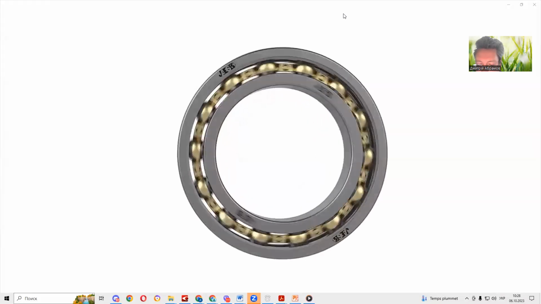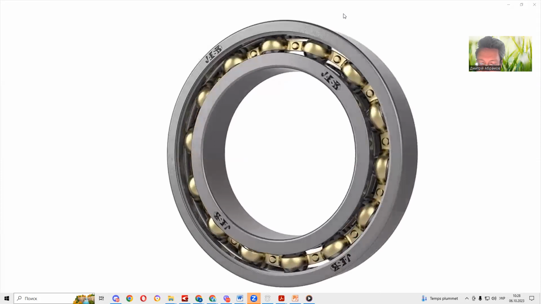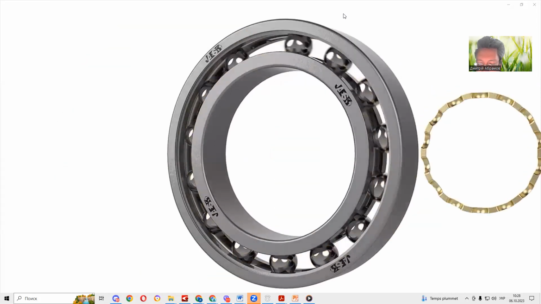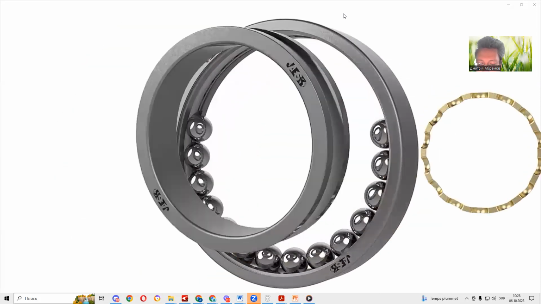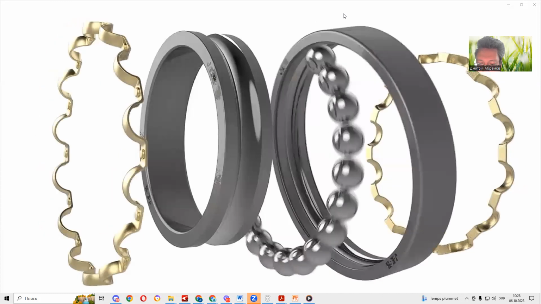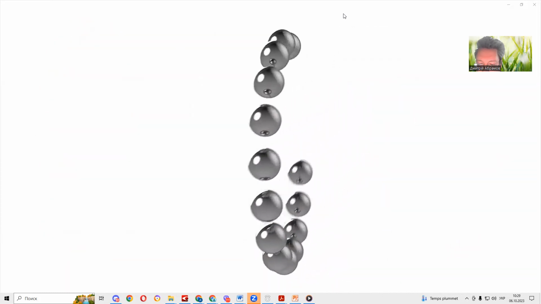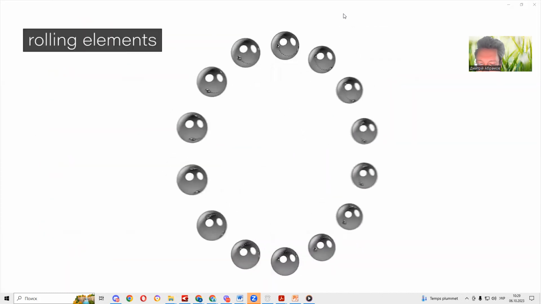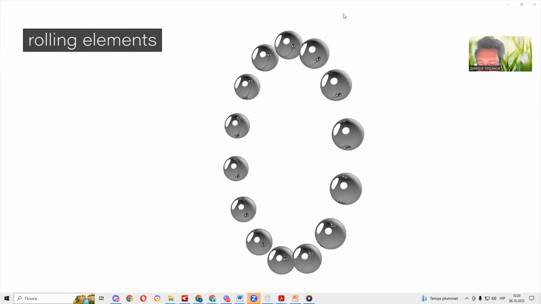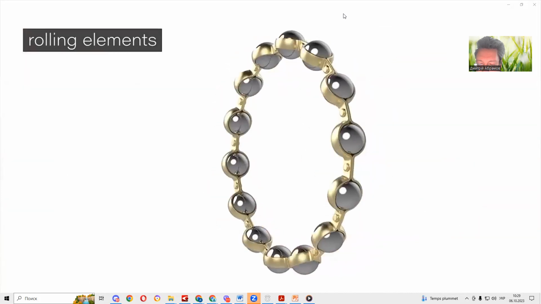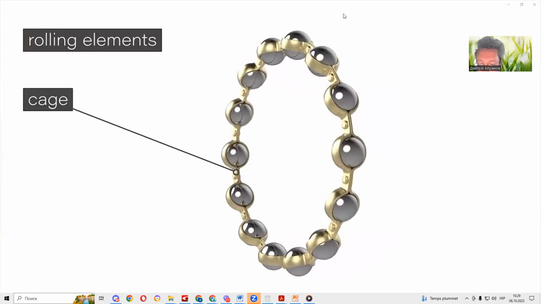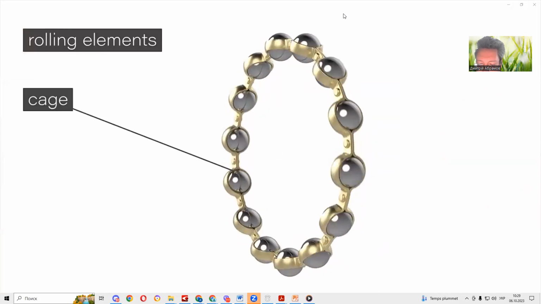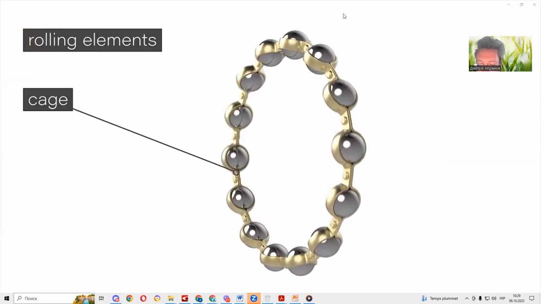Let's take a closer look at a classic ball bearing. By decomposing and sectioning it, its components can be analyzed. The first elements that immediately get our attention are the steel balls. They represent the rolling elements, and they are held together by a cage, which can come in different shapes, and is made of low friction materials.